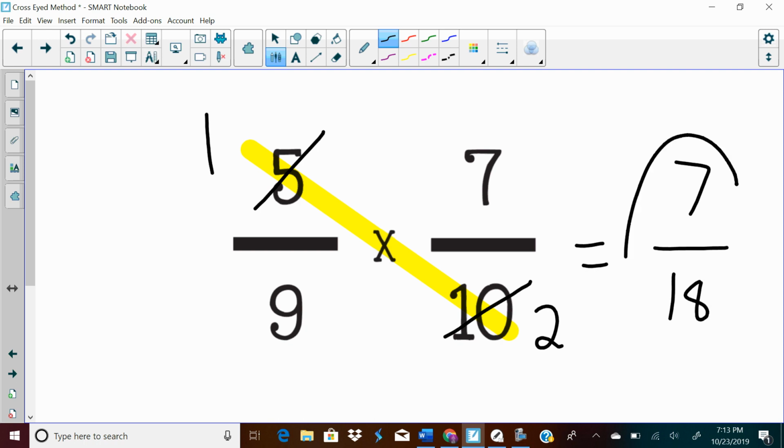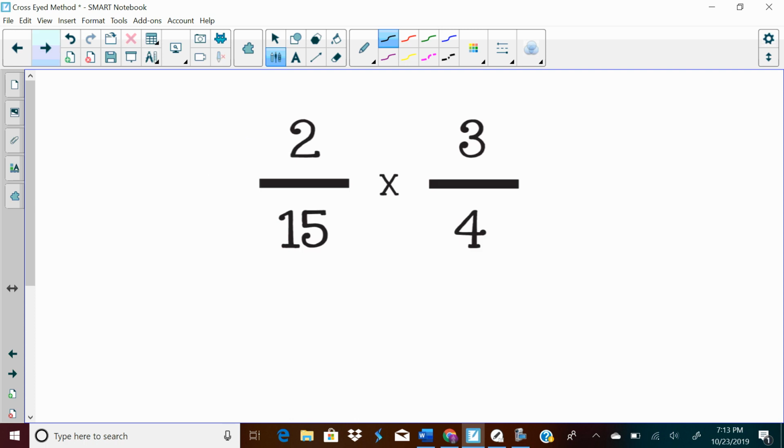And then I have my final answer. So it makes the numbers much easier to work with. So let's try another one together. So I have 2/15 times 3/4.